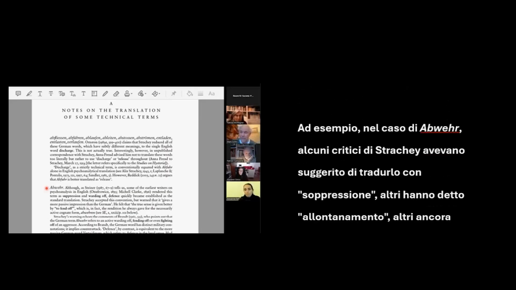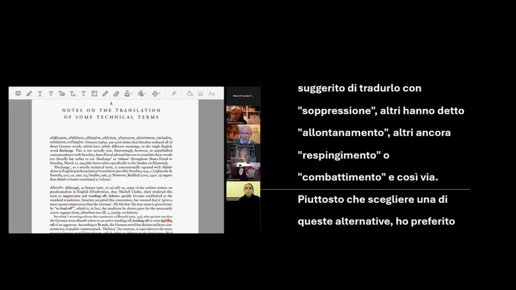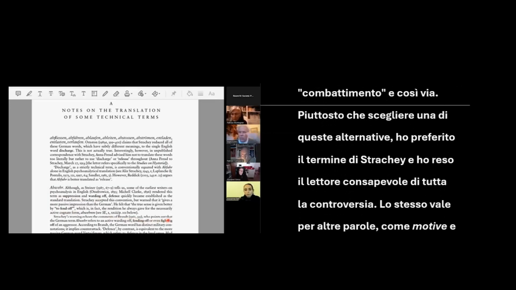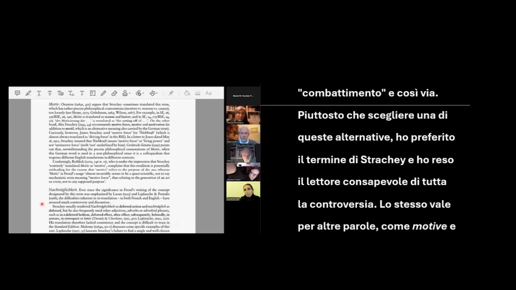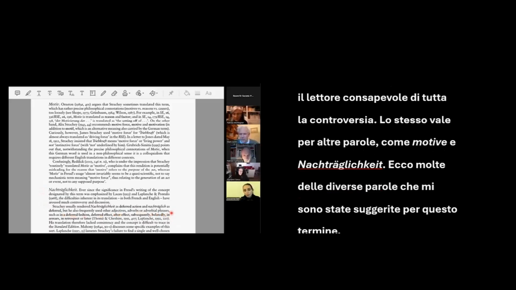So, for example, in the case of Abwehr, some critics of Strachey have suggested it should be translated "suppression." Others have said "warding off." Others have said "fend off" or "fending off," "fighting off," and so on. Rather than choosing one of these alternatives, I stuck with Strachey's term and made the reader aware of all of the controversy. Here's the same thing with some other words, Motiv and Nachträglichkeit. Here are many of the different words that have been suggested for it.